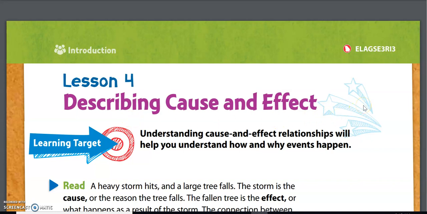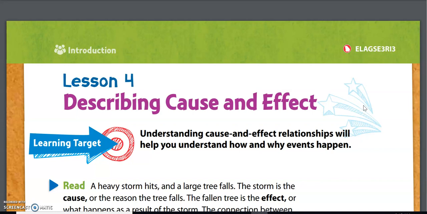So, first, let's start off with the standard. Our standard for this week is RI3. Describe the relationship between a series of historical events, scientific ideas or concepts, or steps in technical procedures in a text, using language that pertains to time, sequence, and cause and effect.